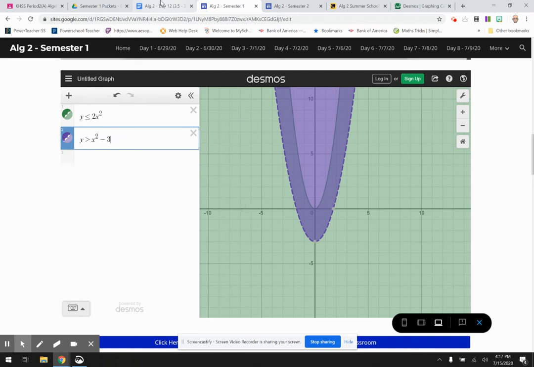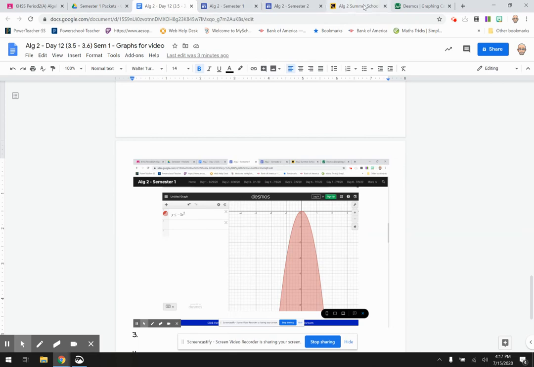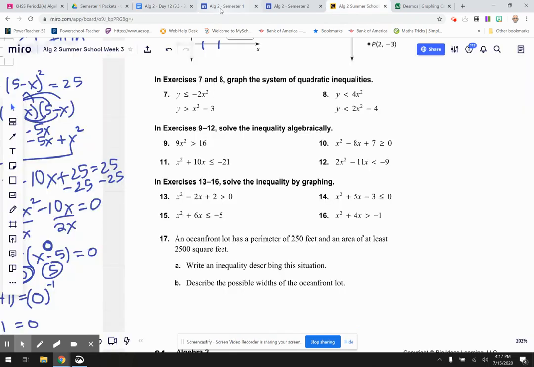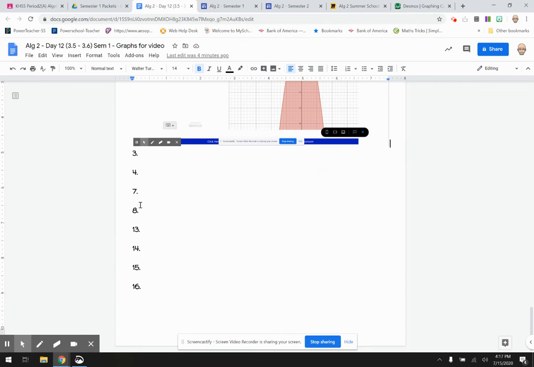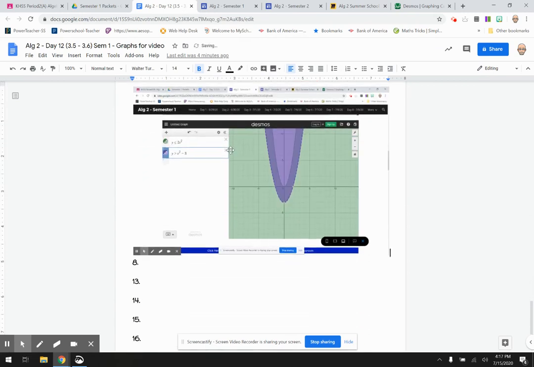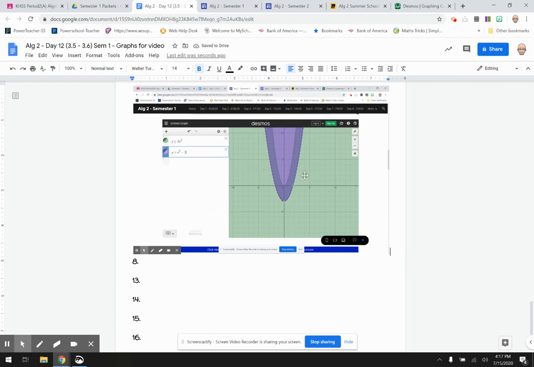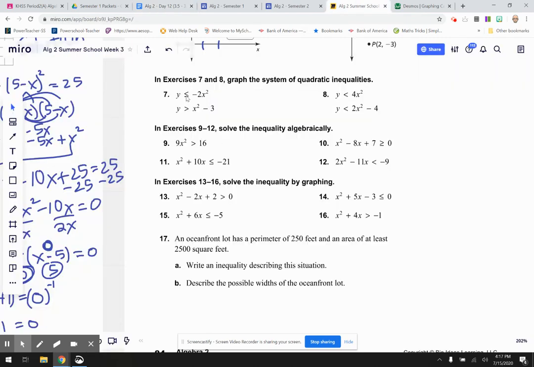And we put that onto, what number was that? That was number 7. So we go down to number 7 and we hit Control V or paste, edit, paste, and then there's your graph for that one. So that's how you're going to do 7 and 8. 9 through 12, you're just solving. So they're just trying to get you used to solving with either square roots or factoring.